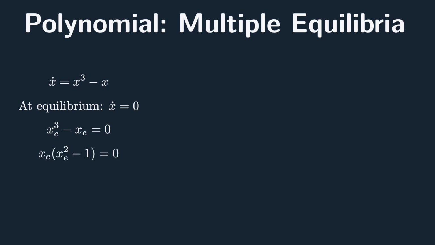We first look at a simple nonlinear example. Suppose we have the first order ODE x dot equals x cubed minus x. This equation is nonlinear because of the x cubed term. Equilibrium occurs when x dot equals 0. So the equilibrium equation is xe cubed minus xe equals 0. We can factor out xe, giving xe times the quantity xe squared minus 1 equals 0. This gives three equilibrium points. xe equals minus 1, 0, and 1.